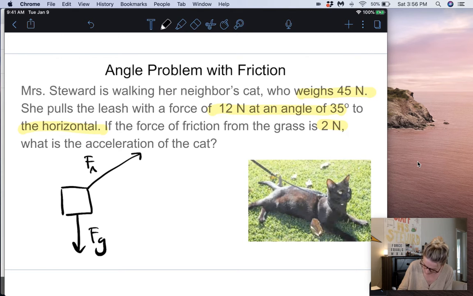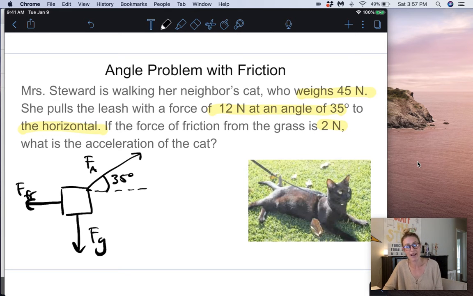That force applied is that 12 newtons. And then when I say 35 degrees to the horizontal, this right here is the horizontal. So this right here is my 35 degrees. Okay, and then it says, if the force of friction from the grass is 2 newtons, what is the acceleration of the cat? Force of friction will oppose the motion of the cat, so that means that it is going to be to the left, force of friction. Now I am missing one more force, and remember, the cat is on the grass. That grass is holding that cat up on the surface of the earth. So I have to also draw in my normal force for the cat.